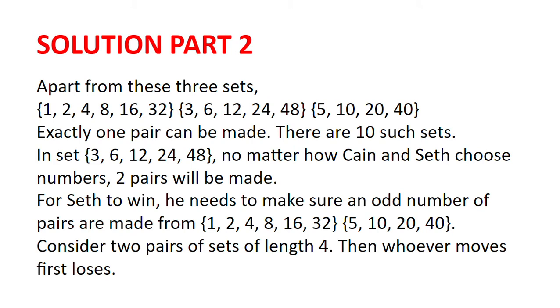Apart from these three sets, exactly one pair will be made from each set, and there are 10 such sets, so 10 pairs. In set 3, 6, 12, 24, 48, no matter how Kane and Seth choose the numbers, 2 pairs will be made, and so that's 12 independent pairs which will be made no matter how Kane and Seth play. Now for Seth to win, he needs to make sure an odd number of pairs are made from 1, 2, 4, 8, 16, 32 and 5, 10, 20, 40.